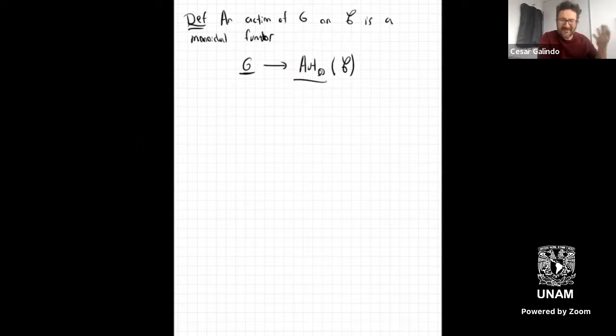So what is explicitly here? An action. An action is something where, for every element of your group, you have an associated tensor functor. Here I am omitting some data, because when I say a tensor functor, it's not just a functor. You also need some natural isomorphism.